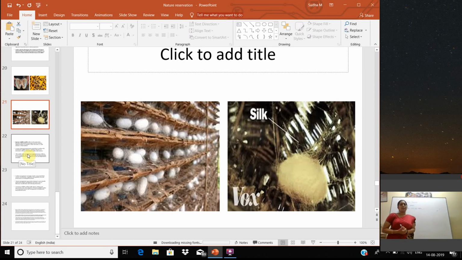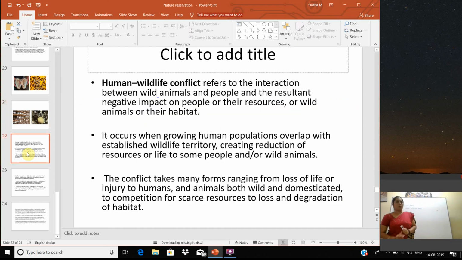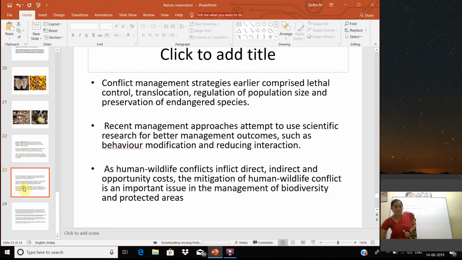There is a lot to speak about this topic, but we are giving just some examples to show how we are conflicting with wild animals and also other animals. Here I am giving a little information about human-wildlife conflict and the ways to avoid it by means of conflict management strategies, such as translocation of animals and making a cage system. Whether the conflicts come directly or indirectly, we should have certain management to protect them.